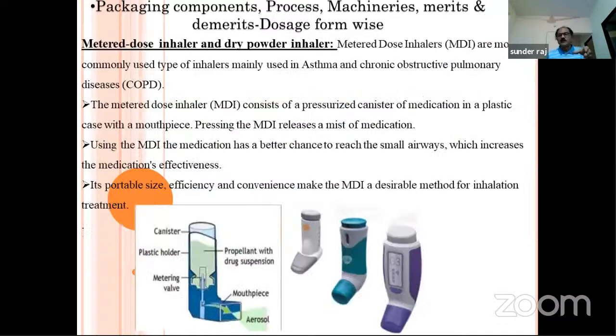Then we go to metered dose forms. Metered dose forms are very widely popular, and their most important application is in the lungs. Metered dose inhalers are the most commonly used type of inhalers, mainly used in asthma and chronic obstructive pulmonary disease. Whenever there is asthma or lung disease, these are widely used. The metered dose inhaler consists of a pressurized canister containing a medication and a mouthpiece, and pressing the MDI releases the medication. When you press it, the medicament comes out of the container.